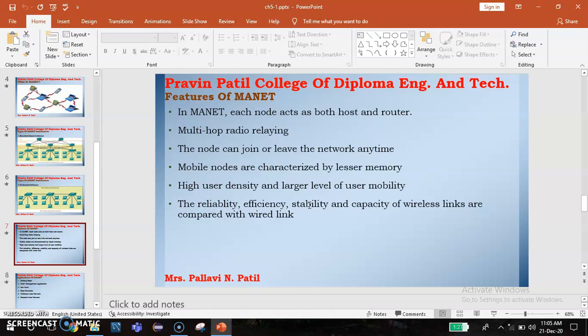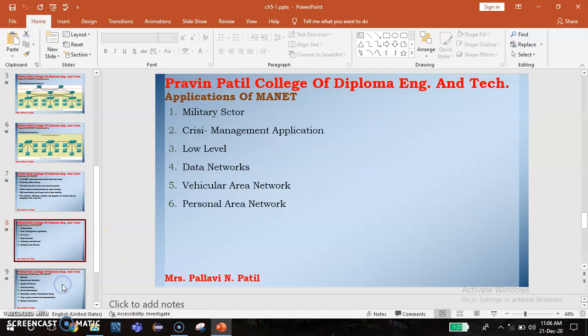The reliability, efficiency, stability and capacity of wireless links are low compared with wired links. Node connectivity is also irregular. All nodes possess identical features with similar responsibility and capability. Basically, the main feature of MANET is autonomous behavior.